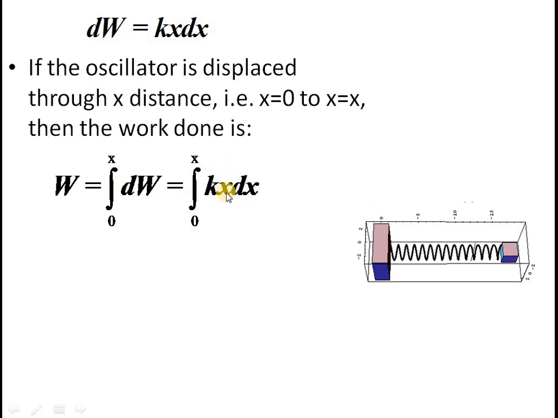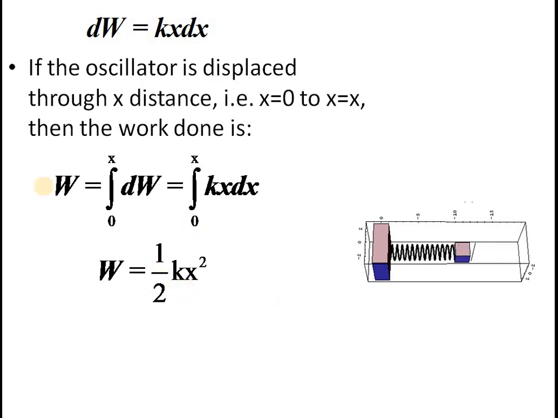k can be taken outside. So the integral of x dx will be simply x square by 2. If you input that and apply the upper limit and the lower limit, what we get is that the total work done to displace the spring from the mean position to a distance x will be equal to half kx square. Very simple expression we get.